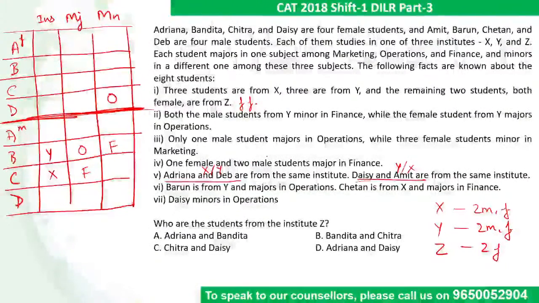One female and two male students major in finance. So Chetan is one of those. And then we have three female students minor in marketing. Since Daisy minors in operations, all of them will minor in marketing. So that can be derived from this, isn't it?